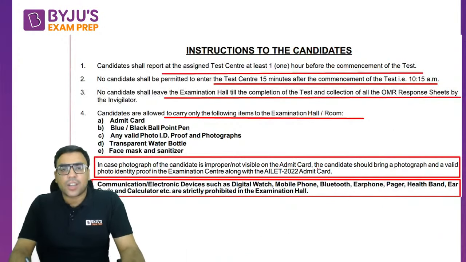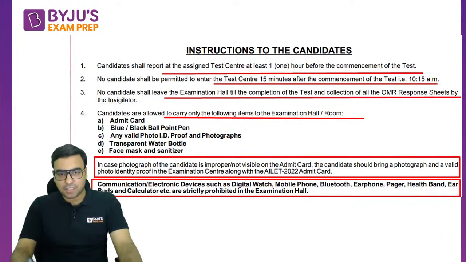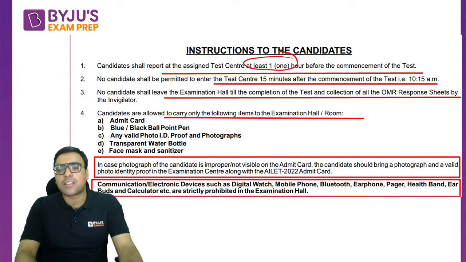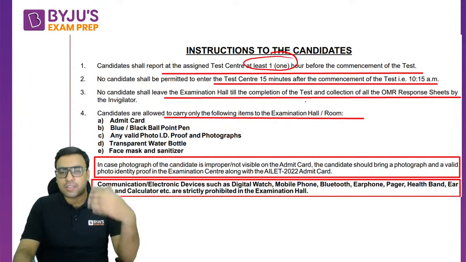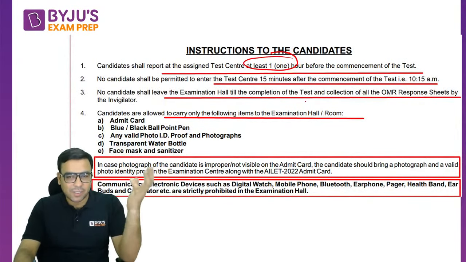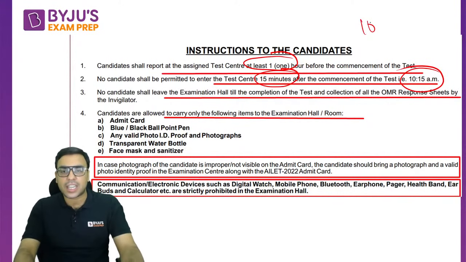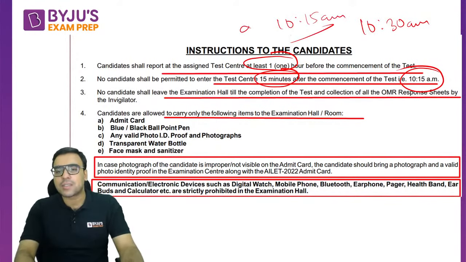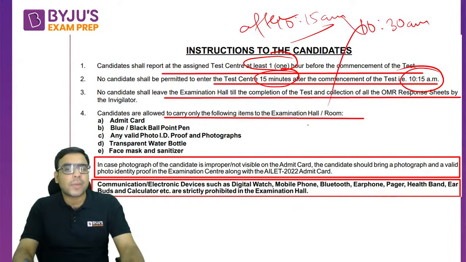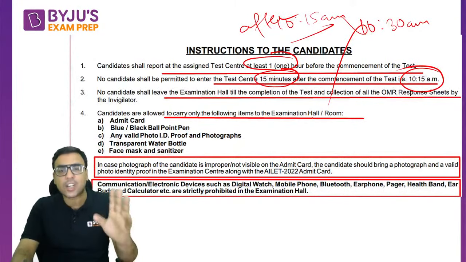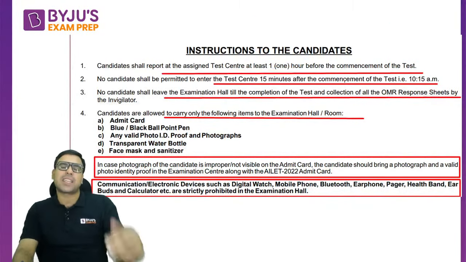Now let's talk about some instructions. The first thing is that please reach 1 hour before the examination. For the safer side, you should be there before 10:15 a.m., because at 10 a.m. the exam will start. If you are reaching after 10:50, then you will not be given entry. So please ensure that you are there before 10:15 at any cost. So I would say please reach 1 hour before.